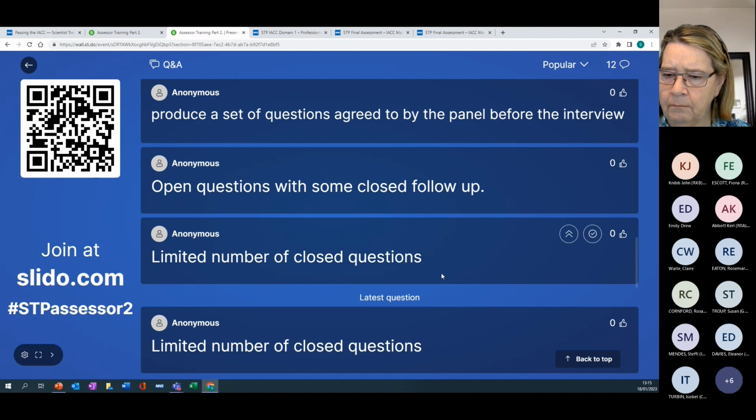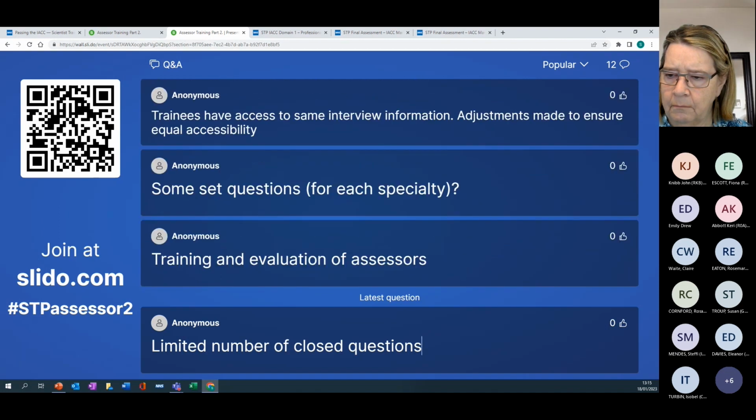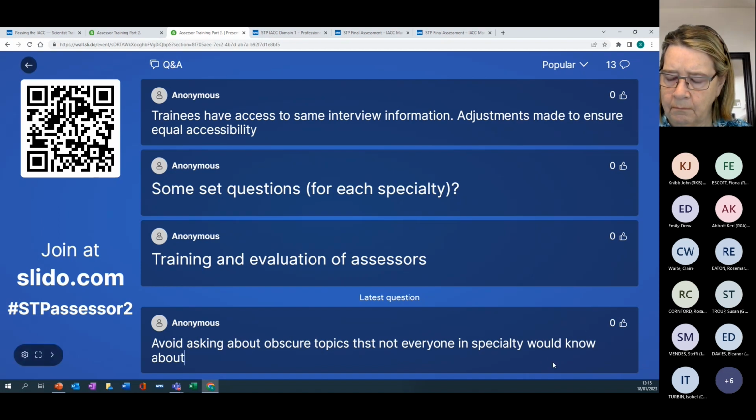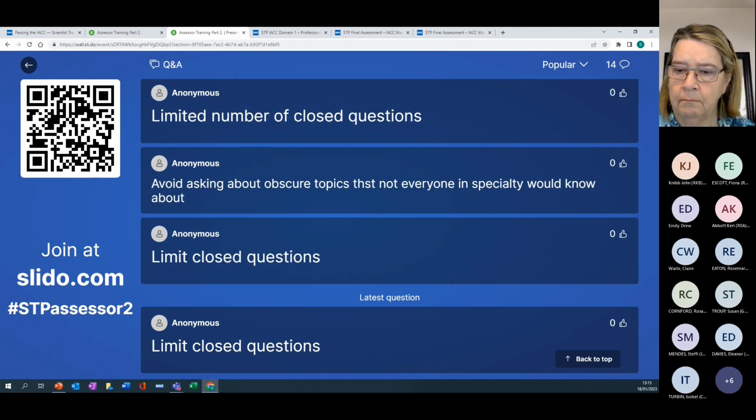Limited number of closed questions, yes, definitely, because if you've got too many closed questions, it can just lead to guessing, and it's difficult to assess whether they're ready to practice in that sense. Yeah, so avoid asking about obscure topics that not everyone in the specialty would know about, and also you can't ask questions.